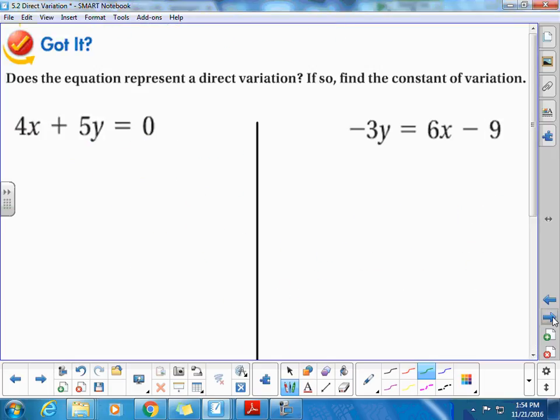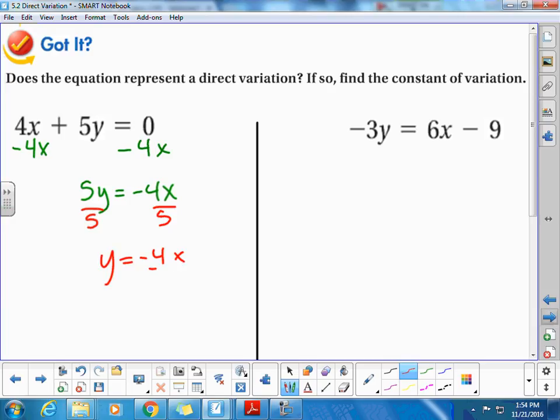So let's look at this one again. We have to get y by itself. Here's where we had all that practice. I need to move the x's to the other side to begin with, and I get 5y equals negative 4x. I don't have to put plus 0. Then I divide by 5, and I have y equals negative 4x over 5, or negative 4/5 x. Yes, it is a direct variation. There is no plus or minus something trailing at the end.